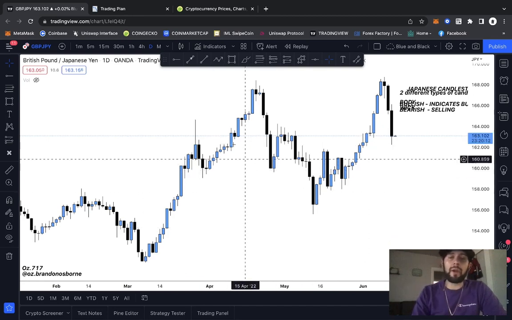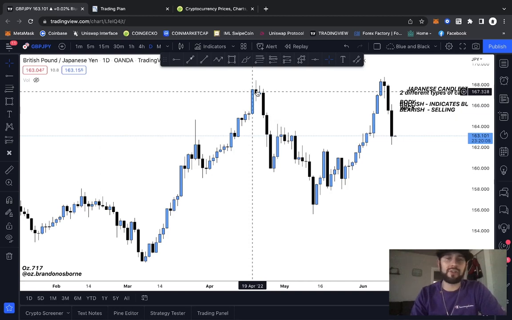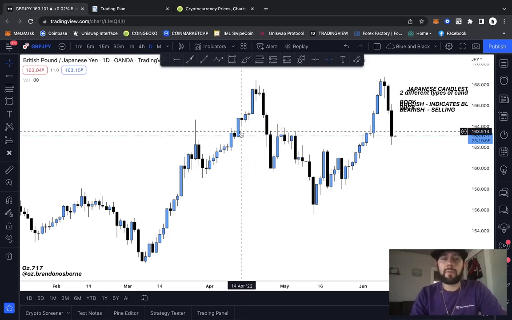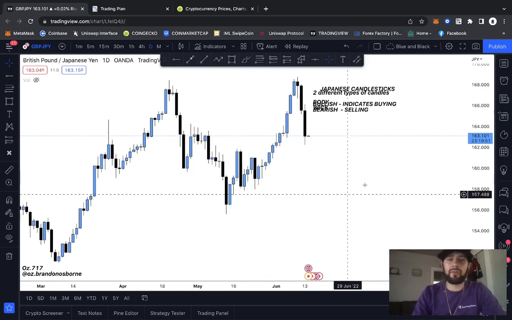When you normally open up TradingView, your chart's not going to look like this. Your candles are going to be green for bullish candles and red for bearish candles. That being said, you can switch your colors around to whatever you want on TradingView. You can switch your backgrounds, whatever you want.